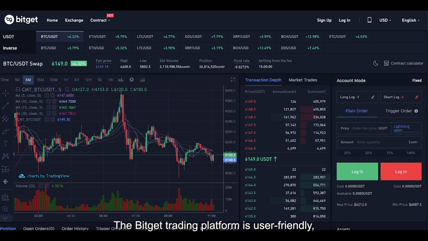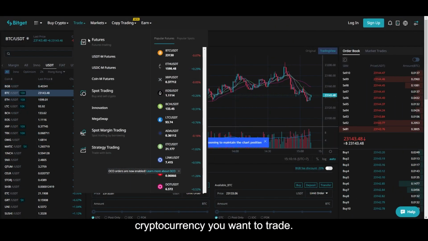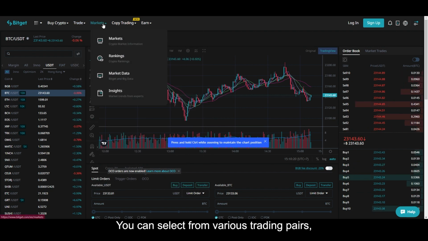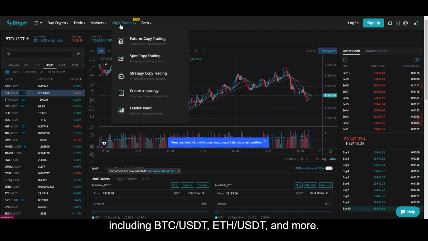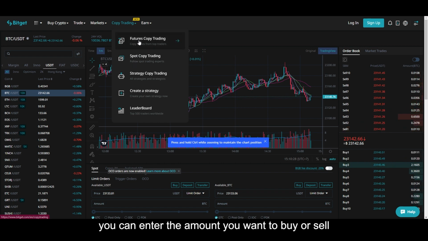The Bitget trading platform is user-friendly, and you can easily navigate it to find the cryptocurrency you want to trade. You can select from various trading pairs, including BTC/USDT, FUSDT, and more. Once you have selected your trading pair, you can enter the amount you want to buy or sell and place your order.